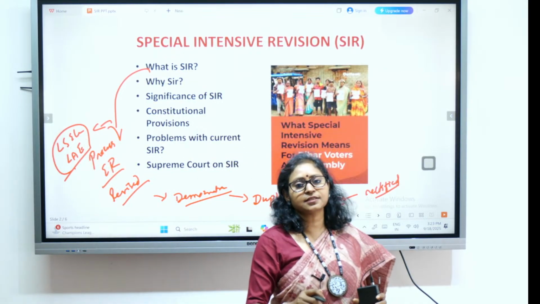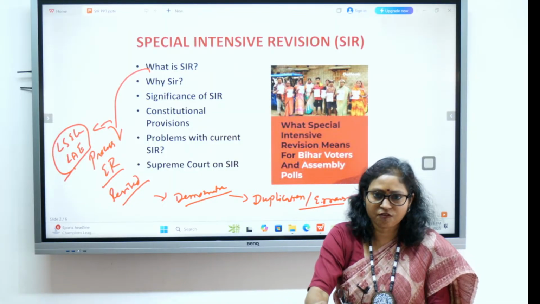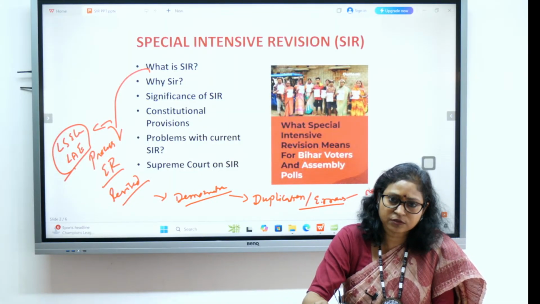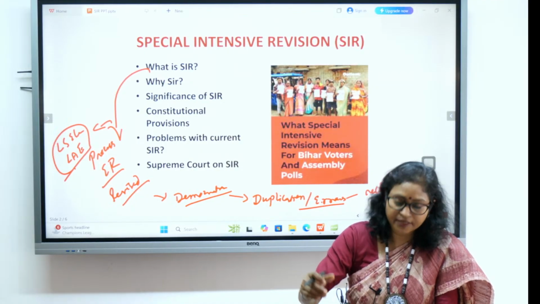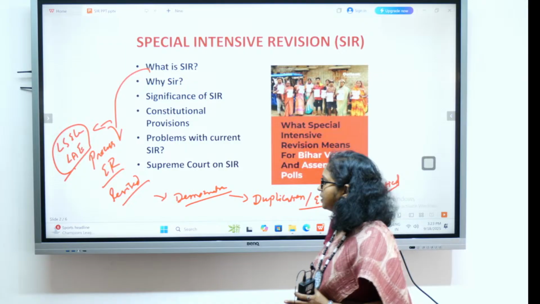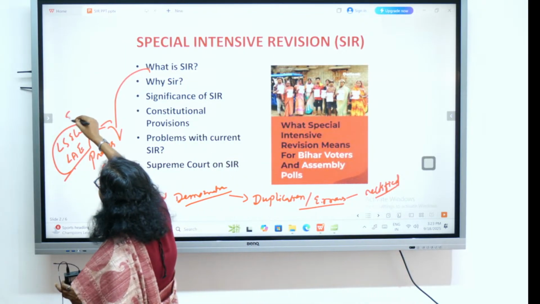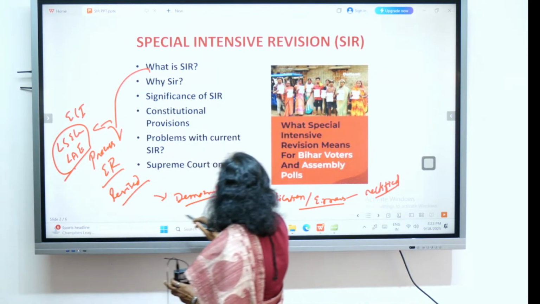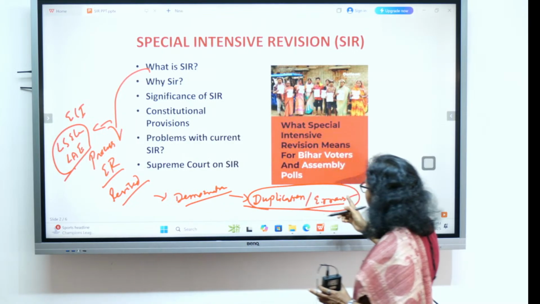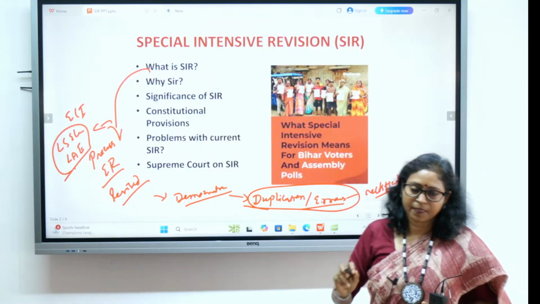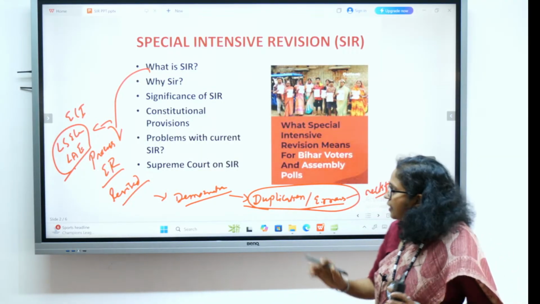Right? So what is SIR? It is basically a process of revising the electoral rolls before the important general elections, right? And it is done by whom? By the ECI, Election Commission of India. Why is it done? So that any kind of duplications or errors in the electoral roll must be done away with. So that is SIR.